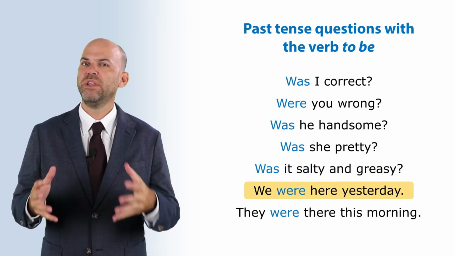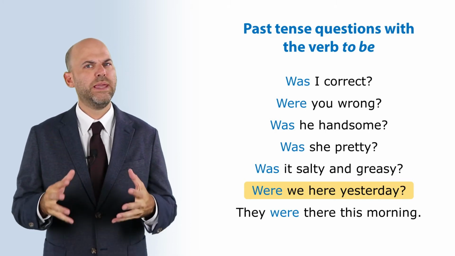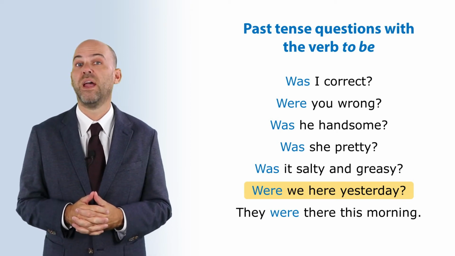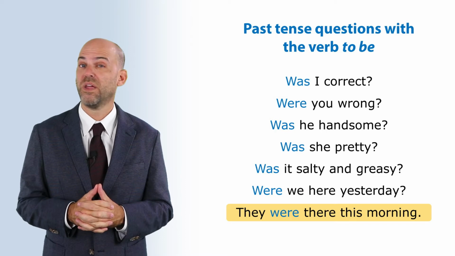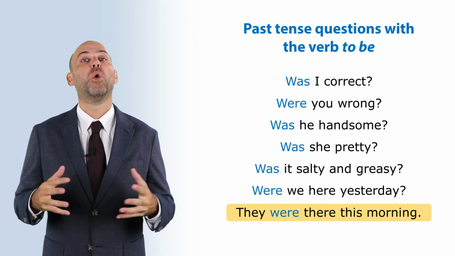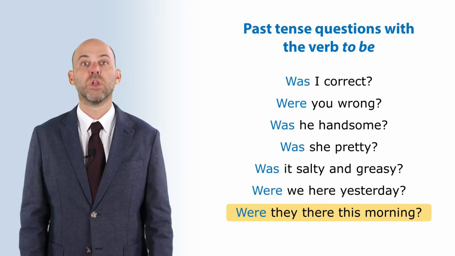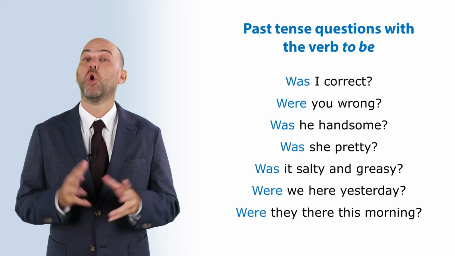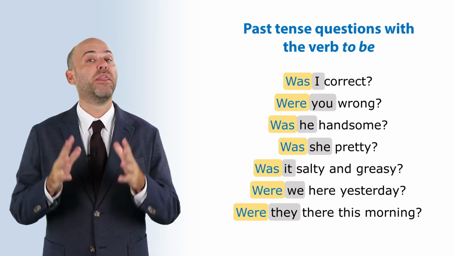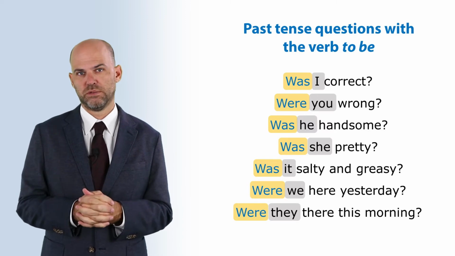We were here yesterday. Were we here yesterday? They were there this morning. Were they there this morning? Good job. Remember, in questions with the verb to be, the verb to be comes before the subject.